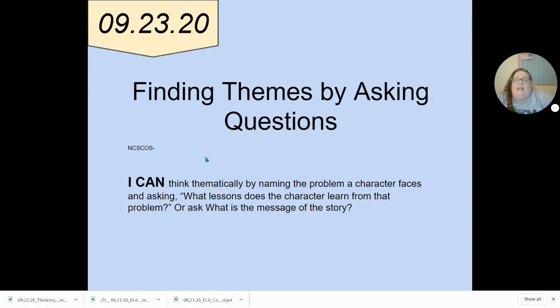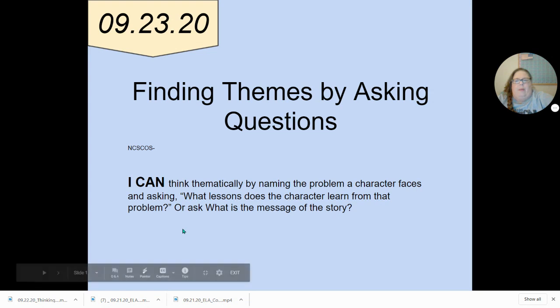Finding themes by asking questions. I can think thematically by naming the problem a character faces and asking, what lessons does the character learn from that problem? Or asking, what is the message of the story?